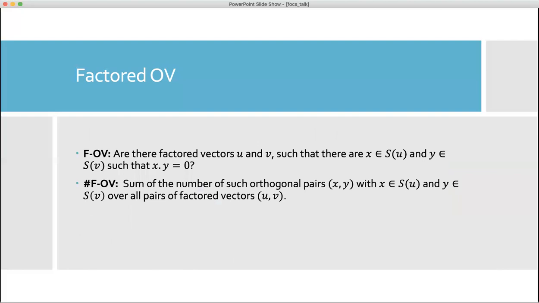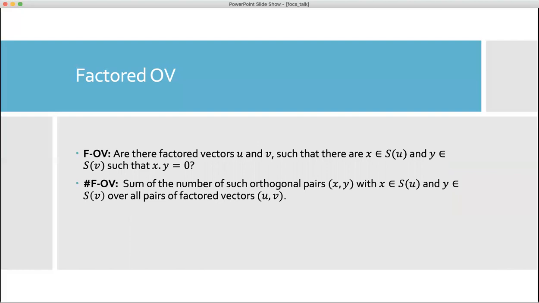Now let's define factored OV. So factored OV asks, are there factored vectors u and v such that there are vectors x in S of u and y in S of v such that x and y are orthogonal? Note that x and y are now just normal vectors, so orthogonality is defined for them.